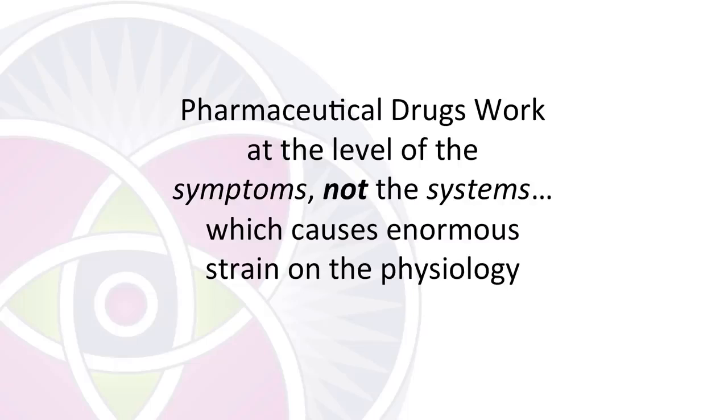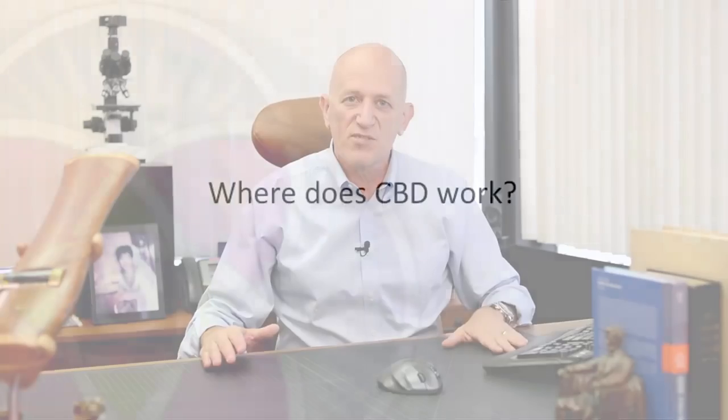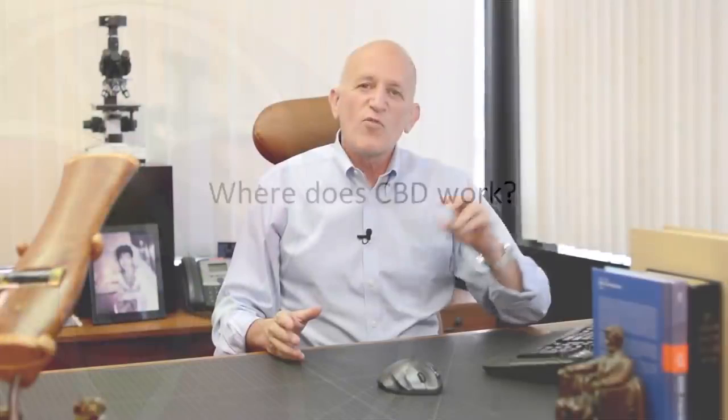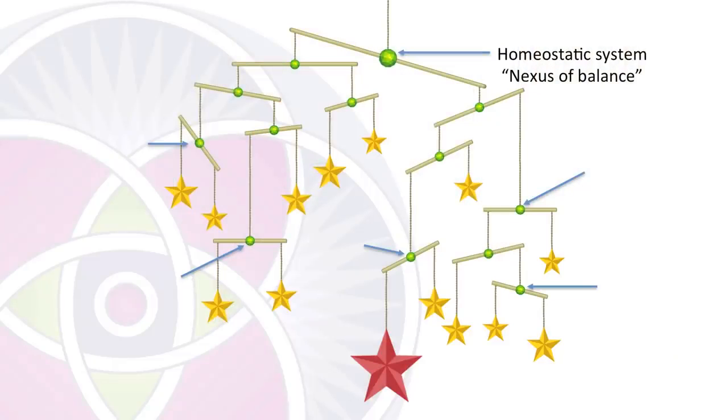on your human physiology. So I've showed you this in order to highlight the differences between how pharmaceutical drugs work at the level of the stars and how CBD works. CBD, instead of working at the level of the stars, works at the level of the system of balance, at the nexus of balance. That would be in these crystalline green orbs where the string attaches to the stick. That's where the system knows if it's in balance or out of balance.